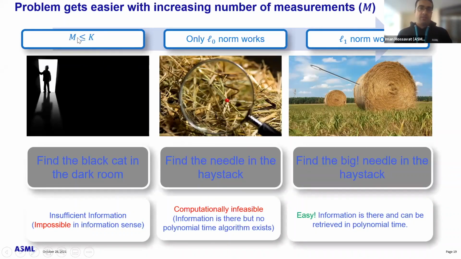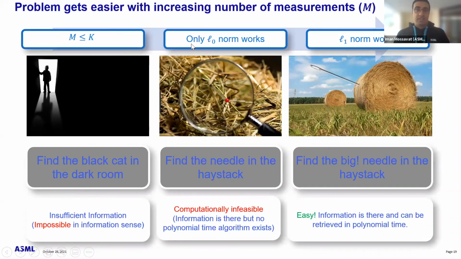If I have m measurements of some object that has k non-zero elements, if m is less than k, I essentially cannot solve that problem. This is impossible in the information theoretic sense because I have insufficient information. And this is like finding the black cat in the dark room. We as humans are very good at finding patterns that don't exist.